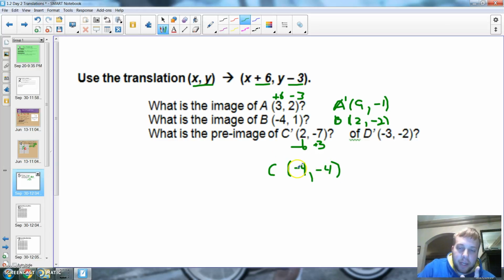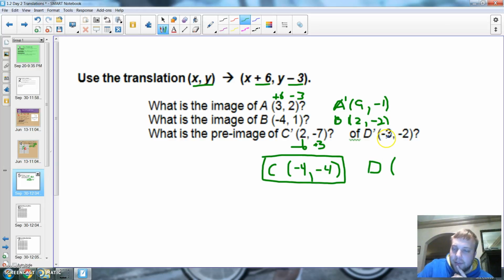Alright, now let's just double check here. If this is the normal image, if I take and add 6 onto this, I'm going to get 2. Did I get 2? Yep. And if I started with negative 4 and I minus 3, do I get negative 7? Yes, I do. So that is a pre-image. You got to kind of work backwards on that one. A little tricky.